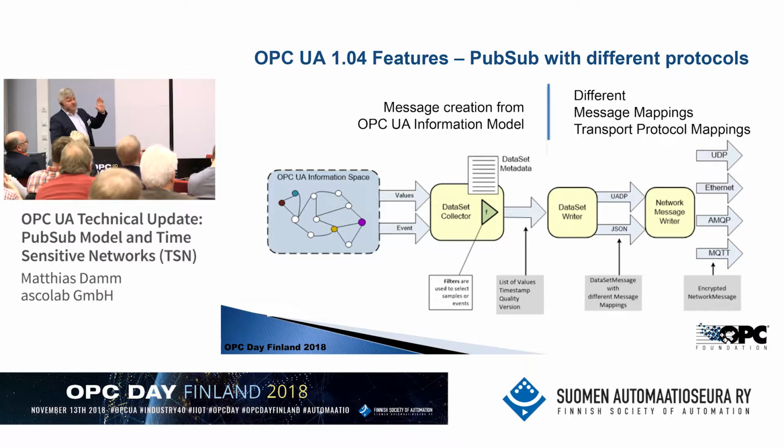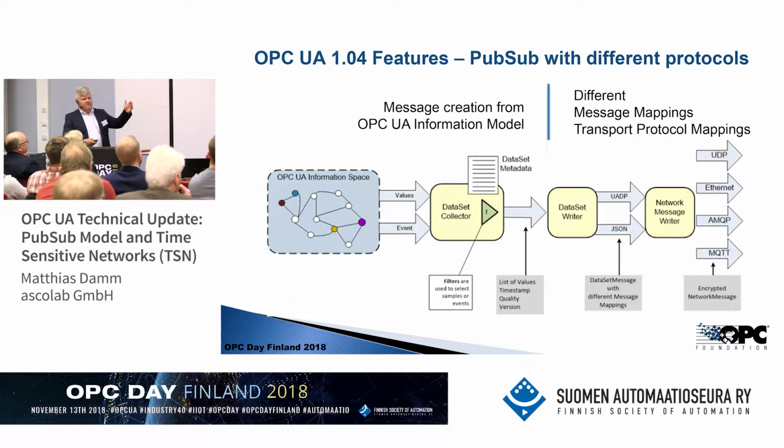And then on the protocol side, we have different encodings. So you can encode data sets into binary format with some OPC UA defined headers, or in a JSON format, which is suitable for IT applications that do not know anything about OPC UA encodings. And then we can send these messages over different transport protocols.